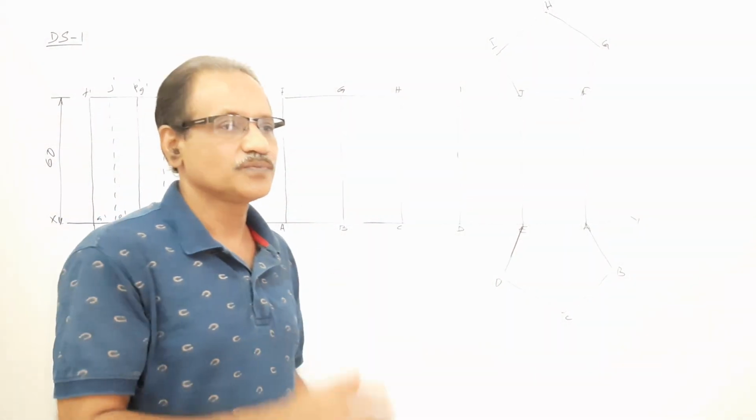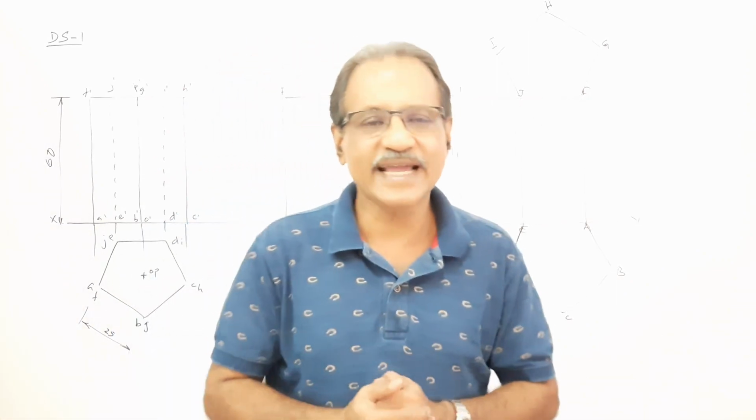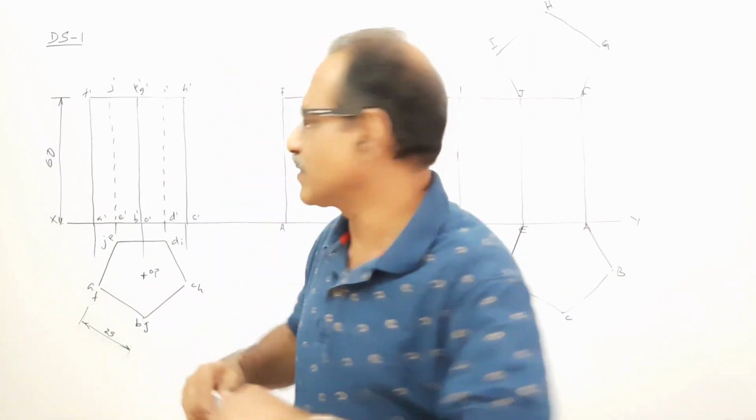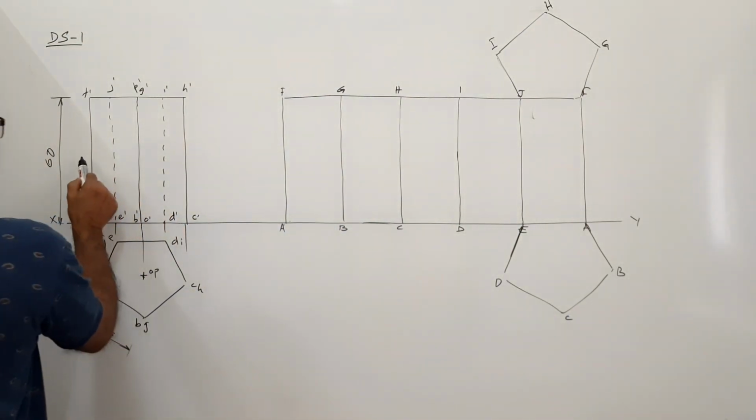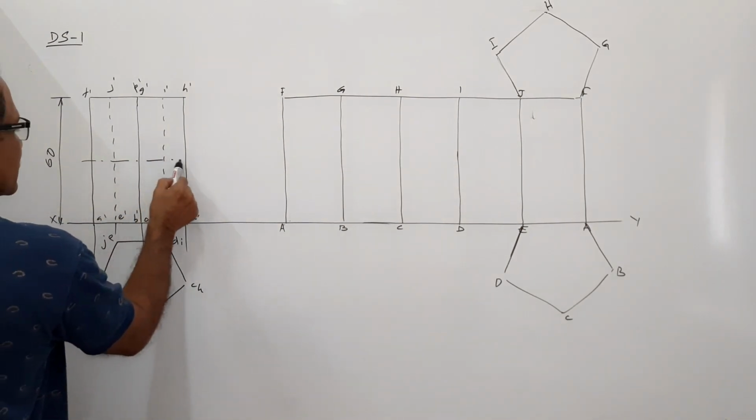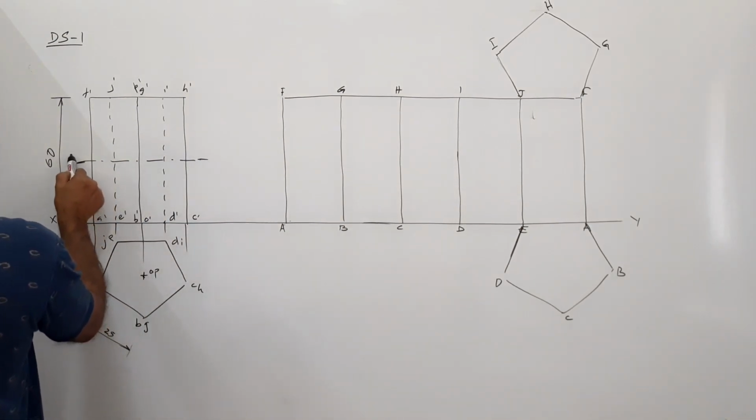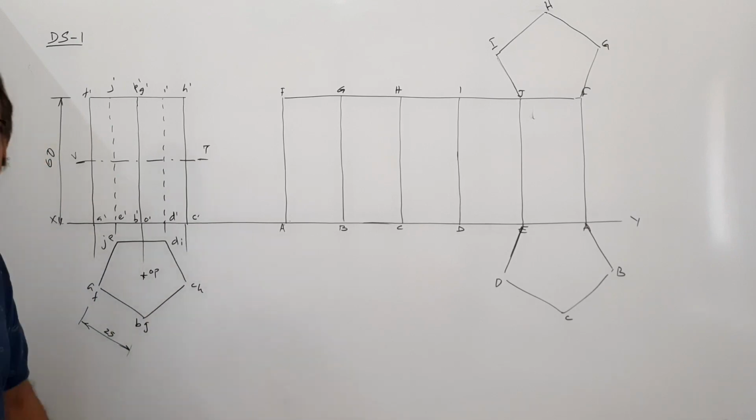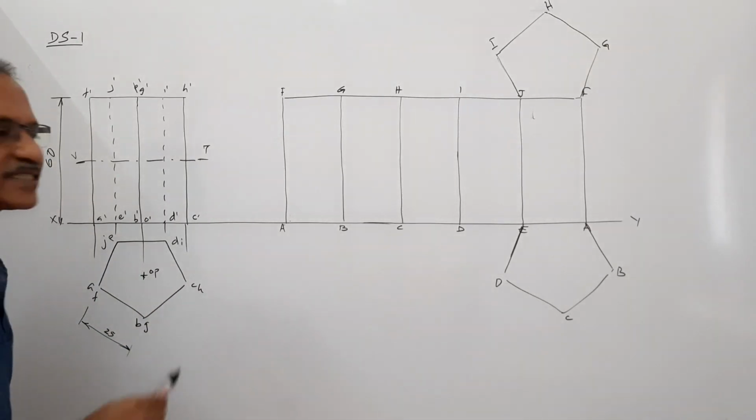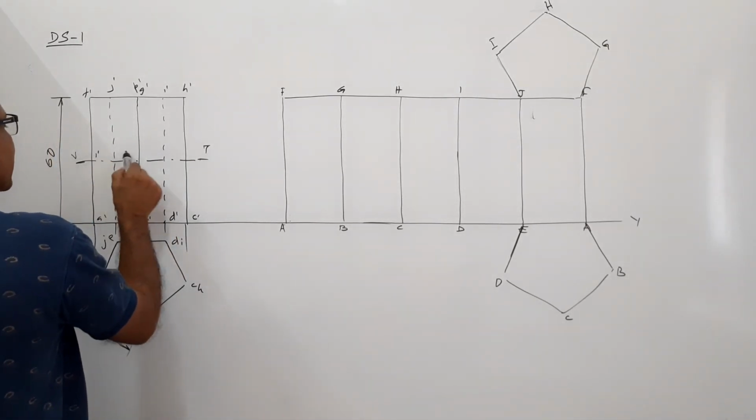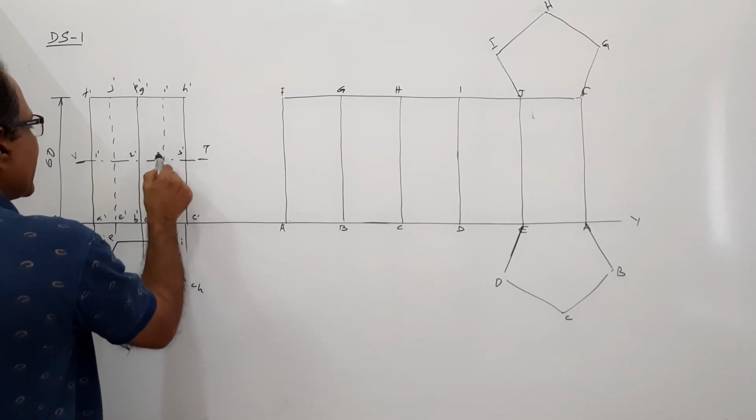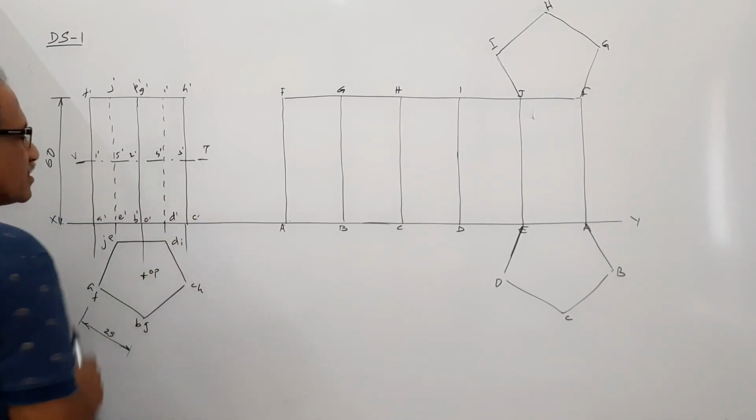Agreed? Now, I am going to cut it by various kinds of cutting planes. One cutting plane is parallel to HP bisecting the axis. VT, parallel to HP bisecting the axis. How many vertical edges does it cut? It cuts all the 5 vertical edges: 1 dash, 2 dash, 3 dash, 4 dash, 5 dash.